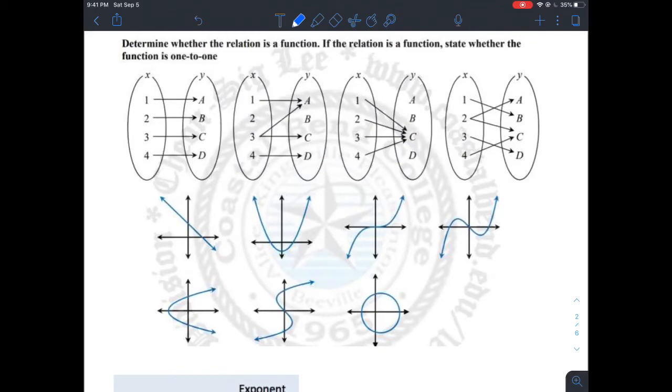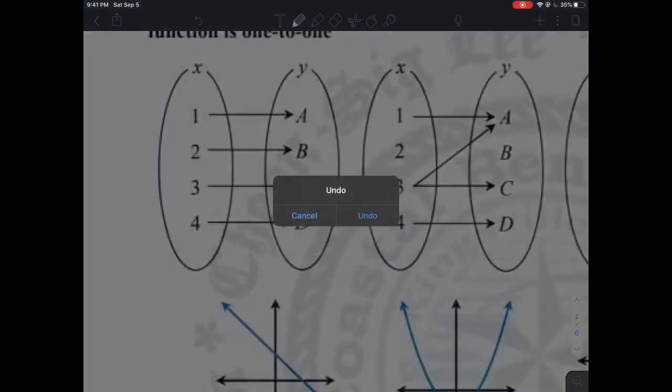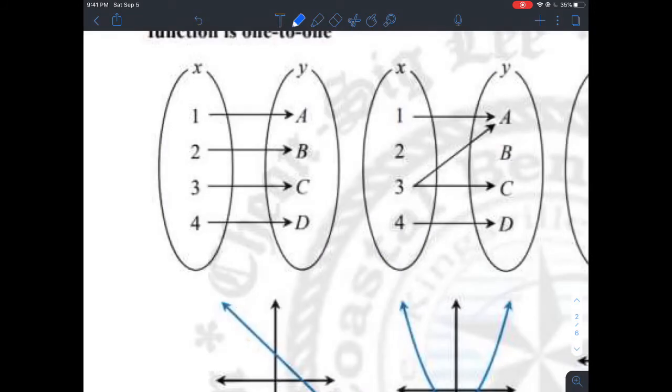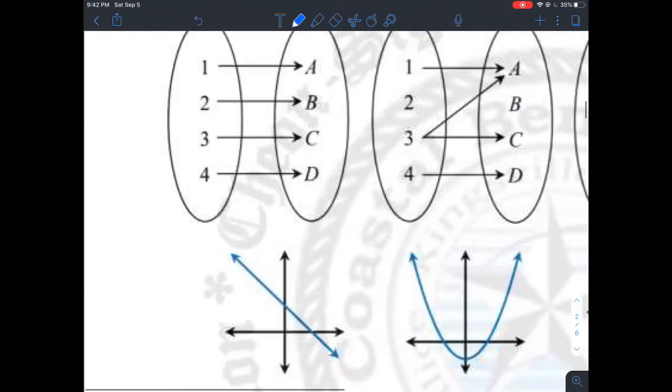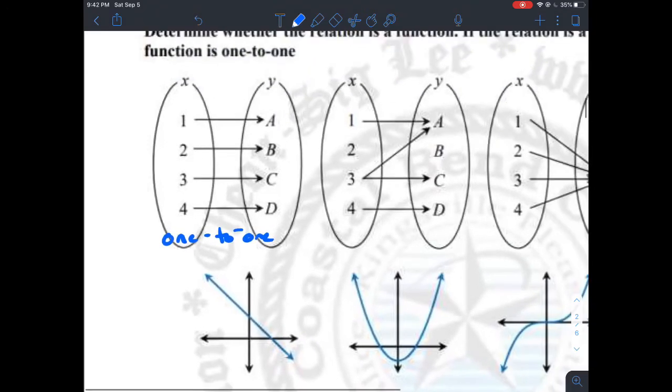All right, so this next section says determine whether the relation is a function. If the relation is a function, state whether the function is one-to-one. Remember, in order for something to be a function, the x values cannot repeat. So if we look here at 1, we can see that the x values do not repeat. We have one output for every input. And in order for something to be one-to-one, the y values cannot repeat. And again, we only see the y values once. So this one is, in fact, one-to-one. Then for this next one.